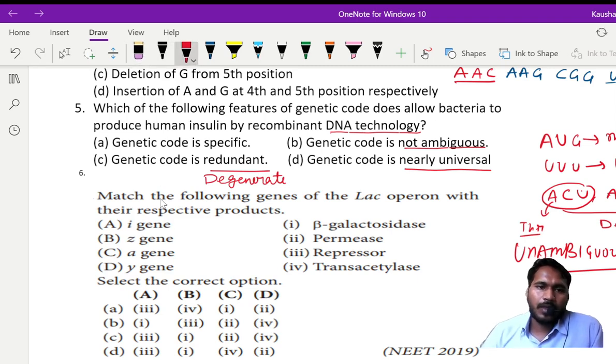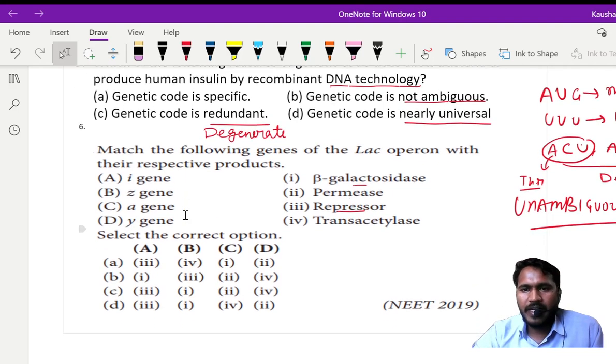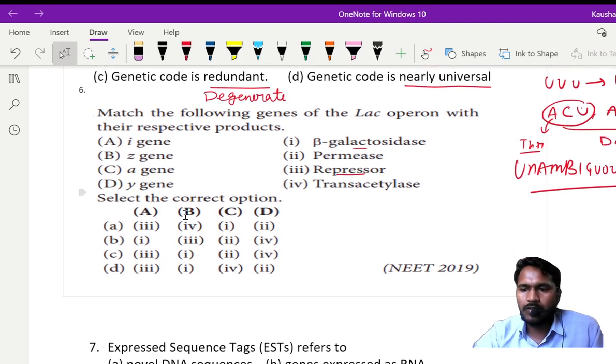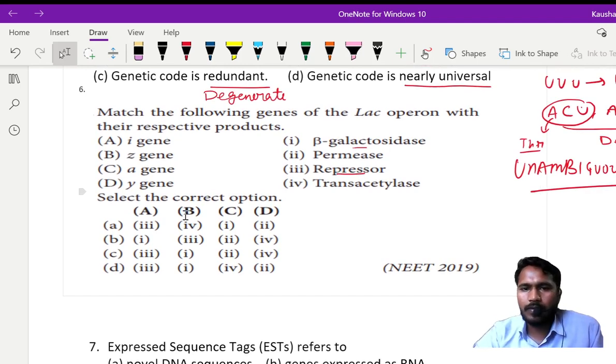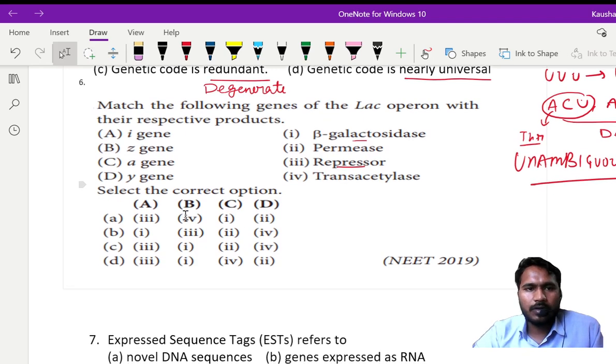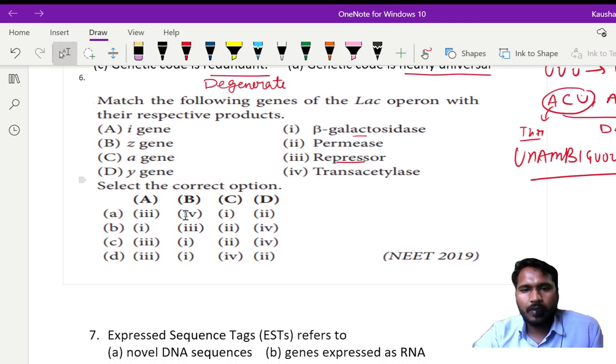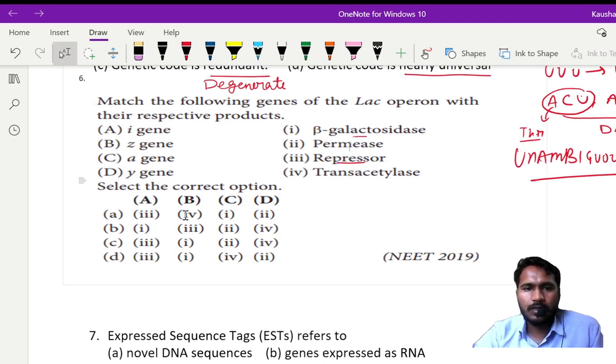The next question is from the lac operon. The I gene codes for the repressor, you remember, the Z gene codes for beta-galactosidase, the A gene for transacetylase, and Y for permease. If you want to read about the lac operon, the link is given above. You can watch that lac operon video.